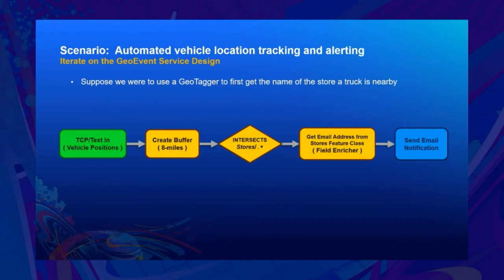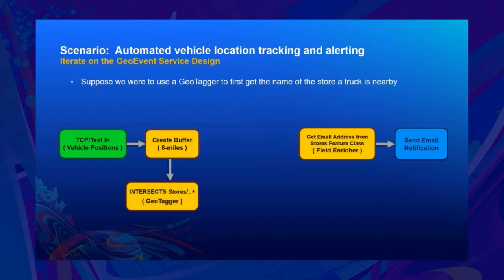A geotagger processor could be used to get the name of a store a delivery truck happens to be nearby. A geotagger is configured using the same type of filter expression as the filter we thought to use at first, so we might replace the filter with a geotagger.